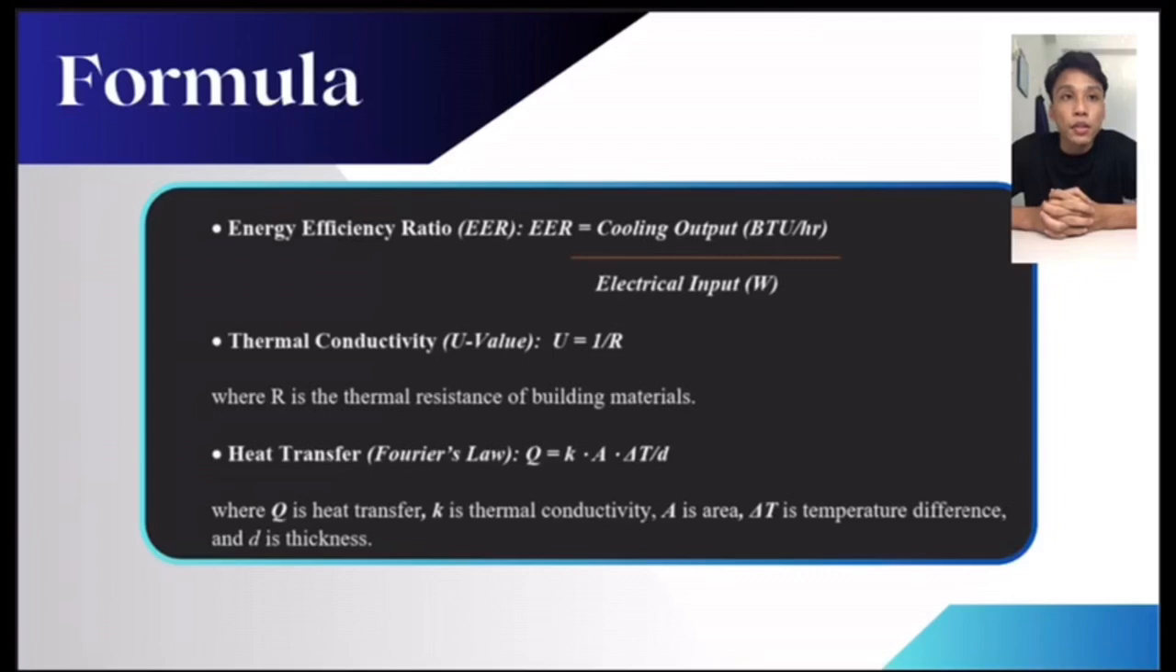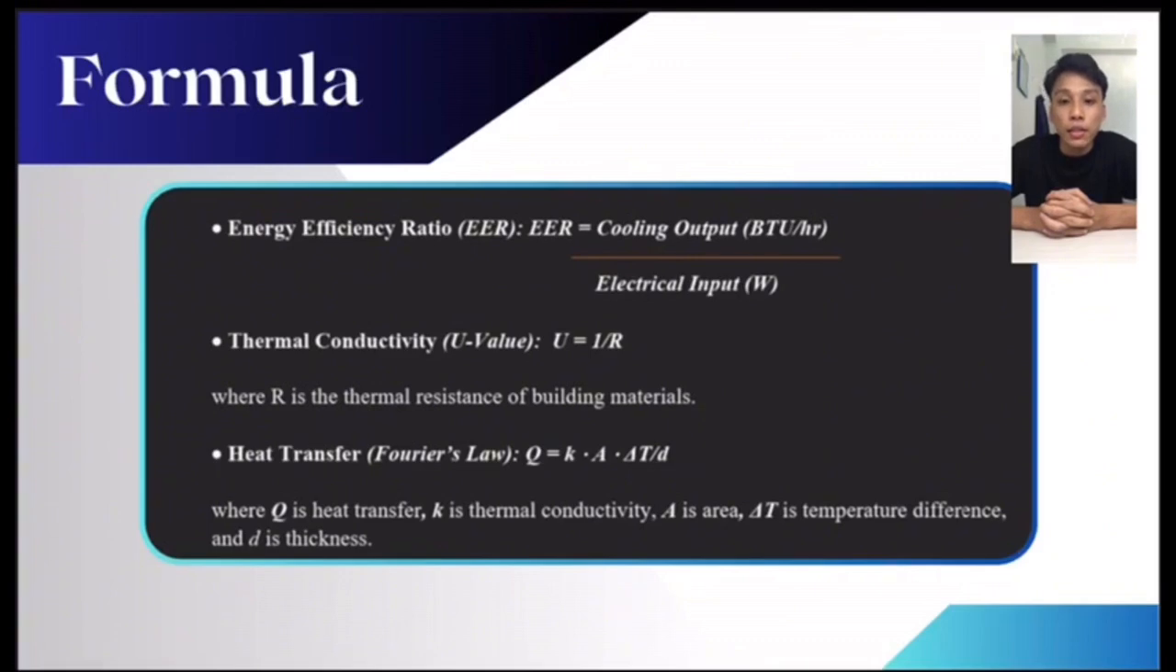The next one is thermal conductivity, the U value. The formula is U equals 1 divided by R. So R is the thermal resistance of building materials. Thermal conductivity is the ability of a substance to conduct heat. It means that the lower the thermal conductivity, the better. It is because the material conducts the least heat energy.